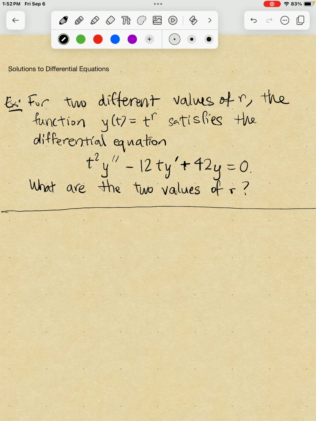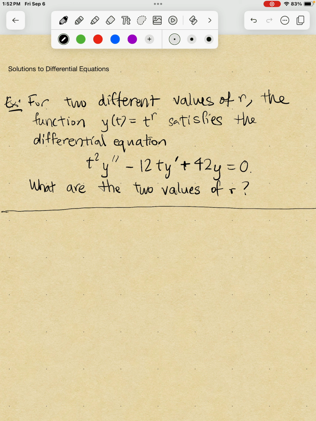Okay, in this problem, it says for two different values of r, the function y of t equals t to the r satisfies the differential equation t squared y double prime minus 12t y prime plus 42y equals 0. What are the two values of r?